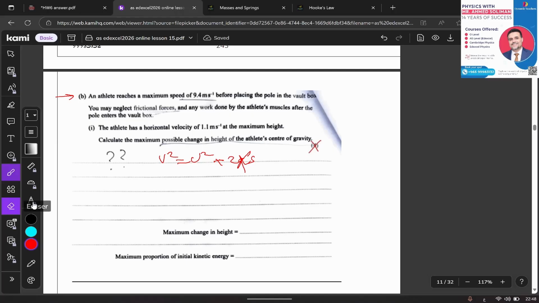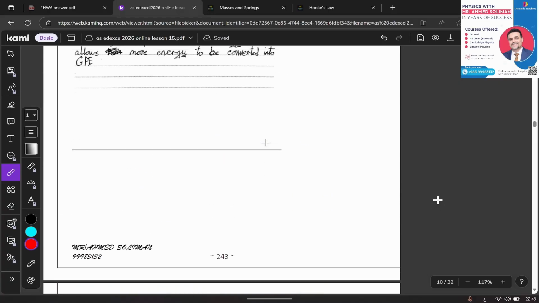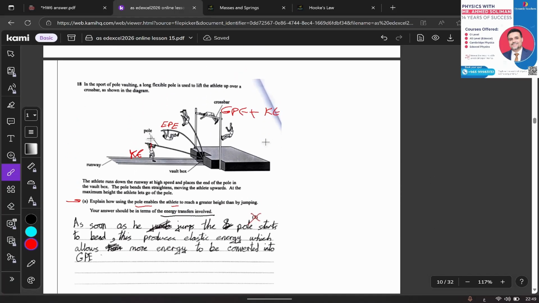Okay, what do you think, Habiba? Can we use this equation? I don't think so, but I'm not sure why. Okay, I will give you a chance, Mirola, to complete. 1.1 squared. Mirola, what will you use for the acceleration? I'm going to use 9.81. I don't think so, because the person is not moving upward like this. He has horizontal and vertical motion.